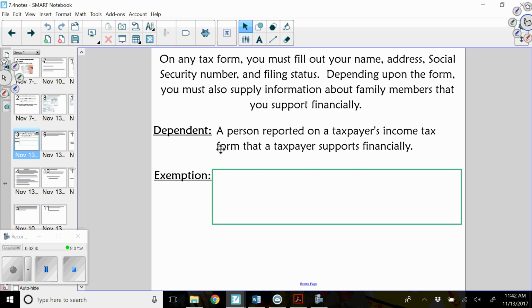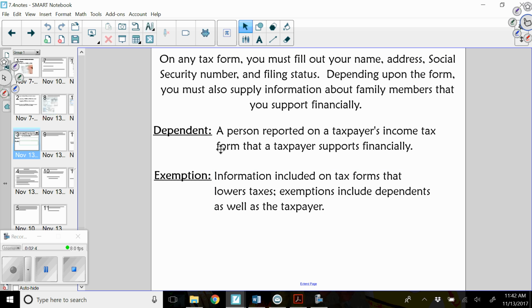And an exemption is information included on tax forms that lowers your taxes. Exemptions include dependents as well as the taxpayer. You yourself are considered like a dependent of yourself, right? Because you financially support yourself. And you'll see as we go through the different tax forms today that you get to deduct money off of your taxes for yourself, which is kind of nice.